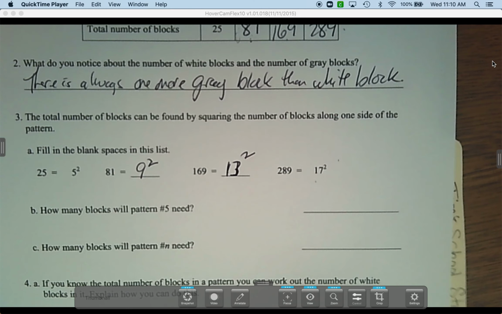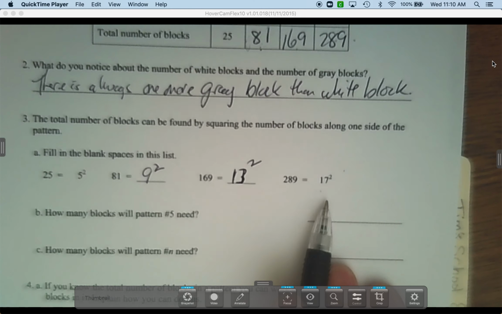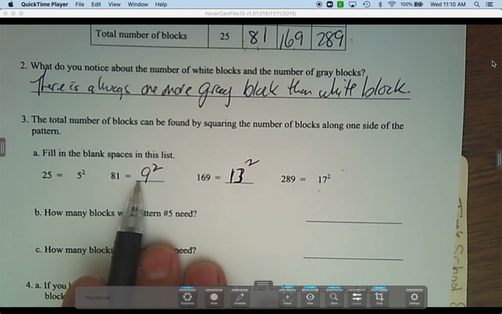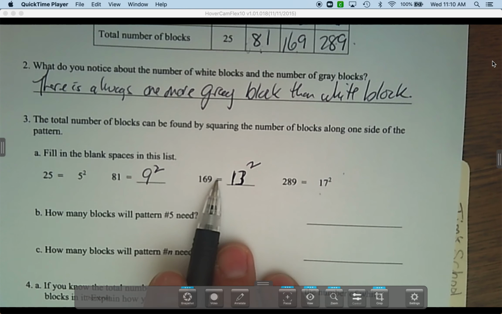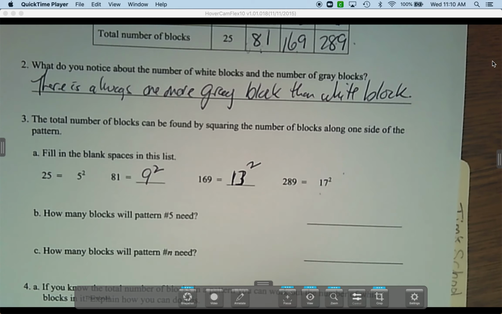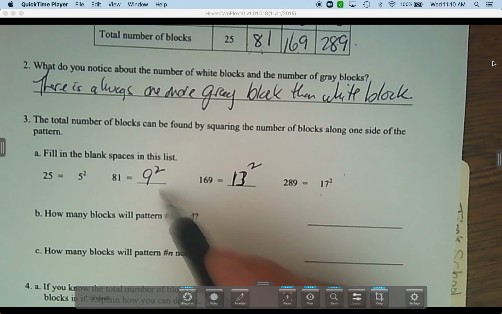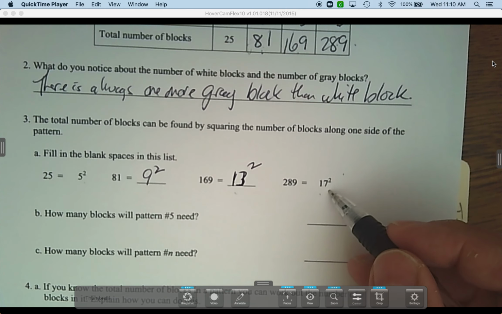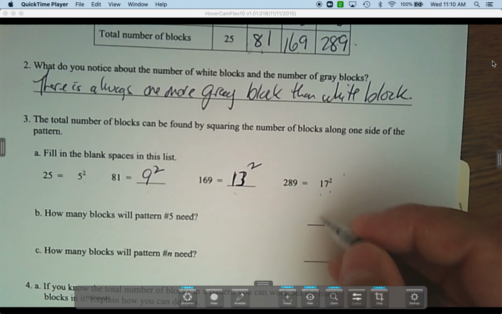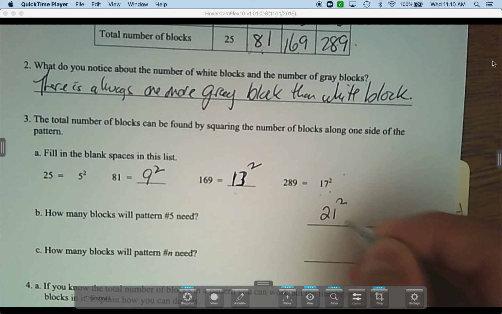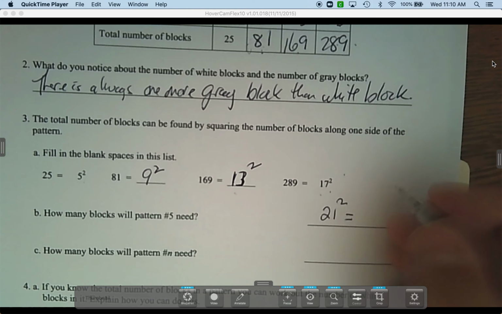So now the question is, how many blocks will you need for the next one? Do you see a pattern here in terms of what number I should square? So 5, 9, 13, 17. Do you notice the base is going up by 4 each time? So the next base that you would look at is a base of what? If it's going up by 4, and then you would square it. So 21 times 21.